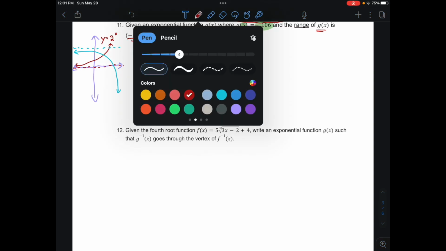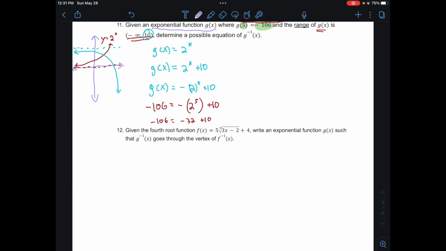I'm going to go ahead and pick an a value. So let's pretend there's an a value out in front, times 2 to the 5th, or -a times 32, or 32a. If I do that, and then I subtract 10 from both sides, I'm going to get -116 equals -32a.